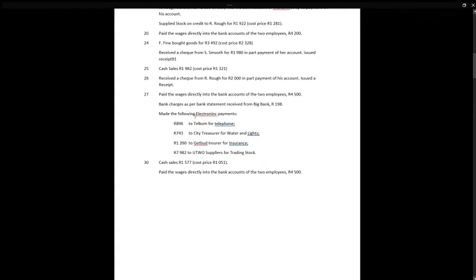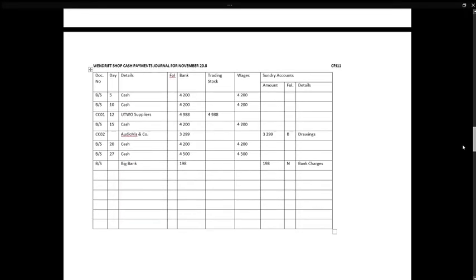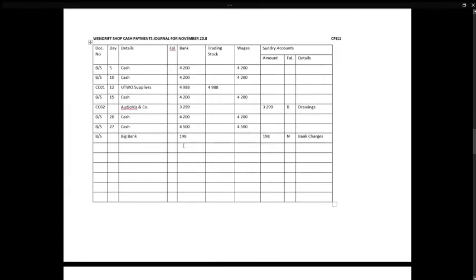Right, next transaction. Made the following electronic payments: 896 Rand to Telkom for telephone expenses, 743 Rand to the city treasurer for water and lights, 1,200 Rand to Getbat insurer for insurance, and 7,982 Rand to UTWO suppliers for trading stock. I'm going to put all of them in my cash payment journal. Remember, the source document for all of them was bank statement because it was electronic payments.